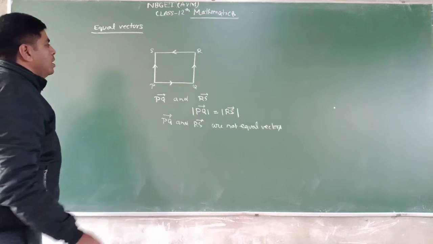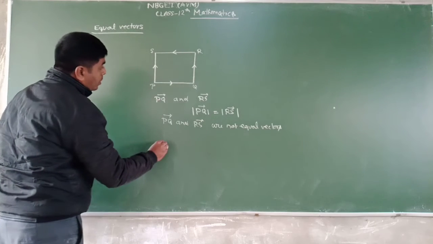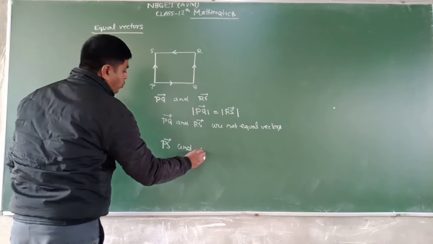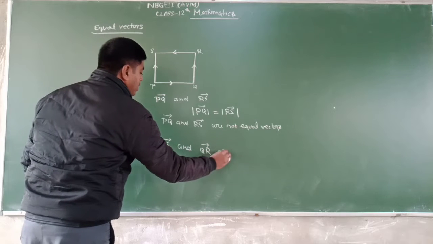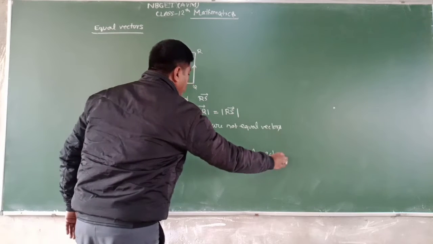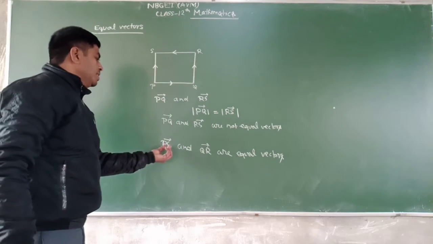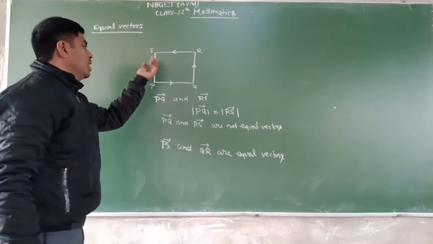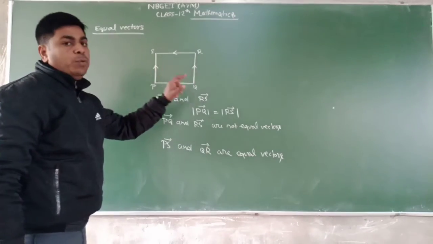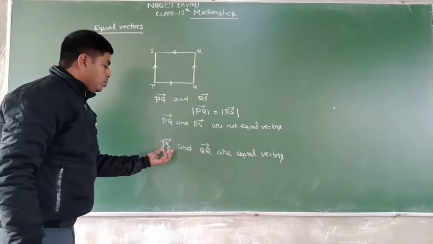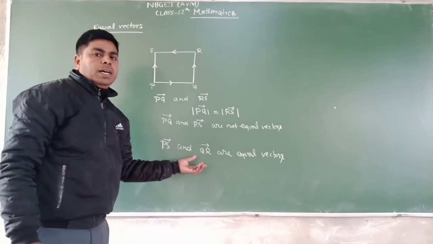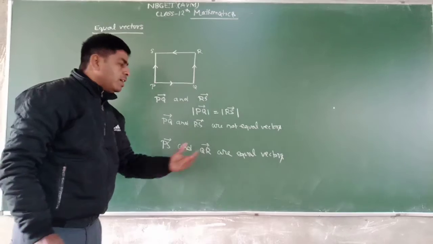must be the same. And if I talk about PS vector and QR vector, they are equal vectors, because PS vector and QR vector both have the same direction and the same magnitude, as these are also the opposite sides of the rectangle. So the direction and magnitude are the same. That's why these are equal vectors.